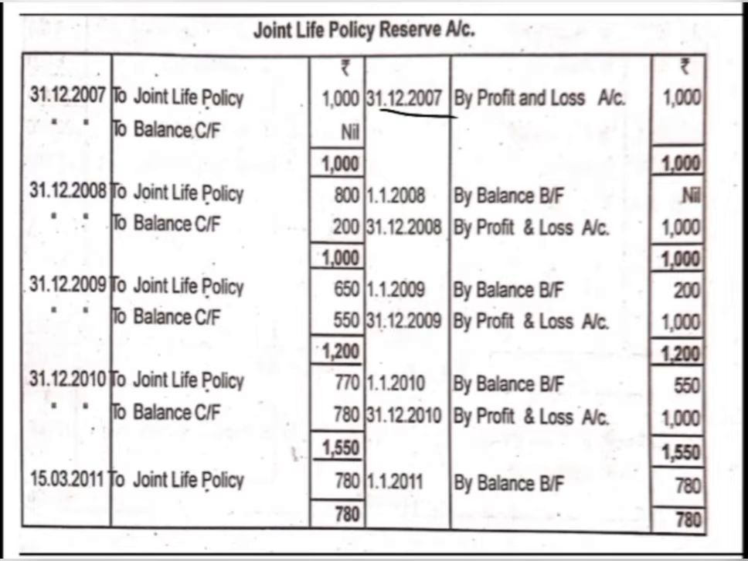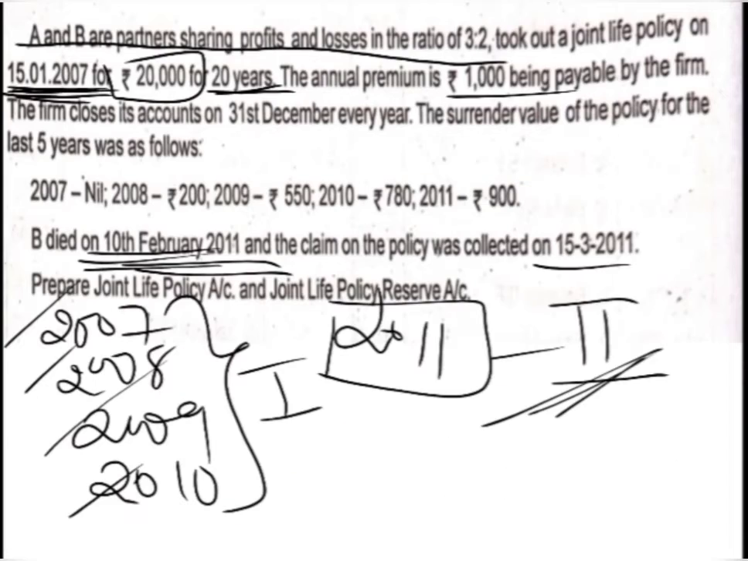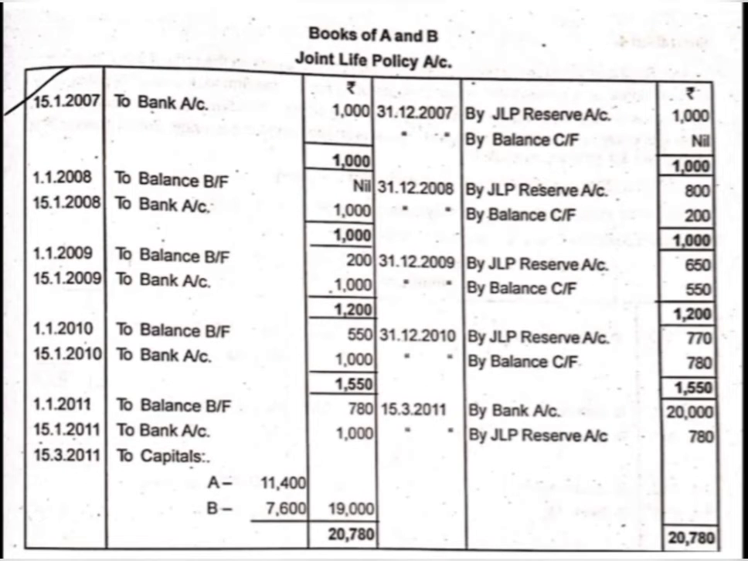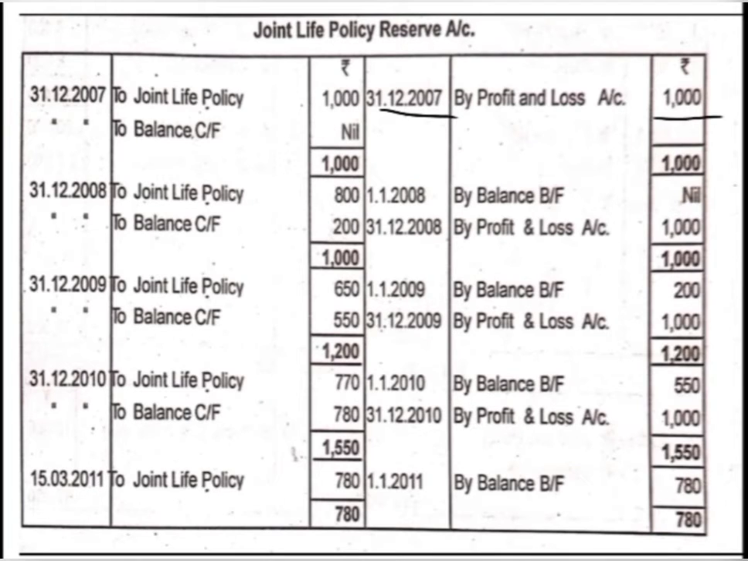Okay, after writing these 2 entries, the last entry of that year is for reducing the values of these 2 account to the extent of surrender value. We have to check what is the surrender value of the year 2007. So it is nil. Okay, whatever the amount we have, that should be cancelled. Here we find that we have debit balance of rupees 1000 in joint life policy account, and here we have credit balance of rupees 1000. So but we have to maintain these 2 account at its nil value, that is surrender value.